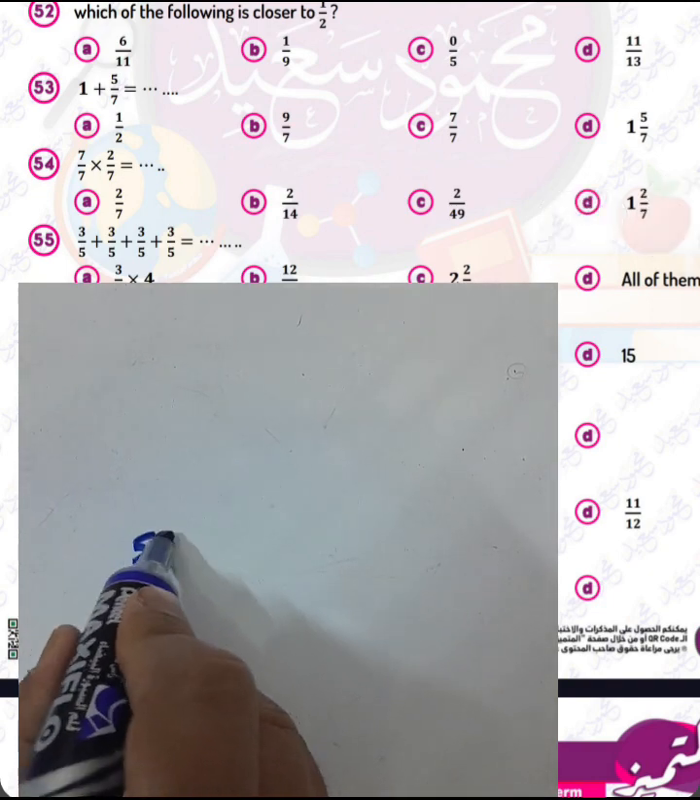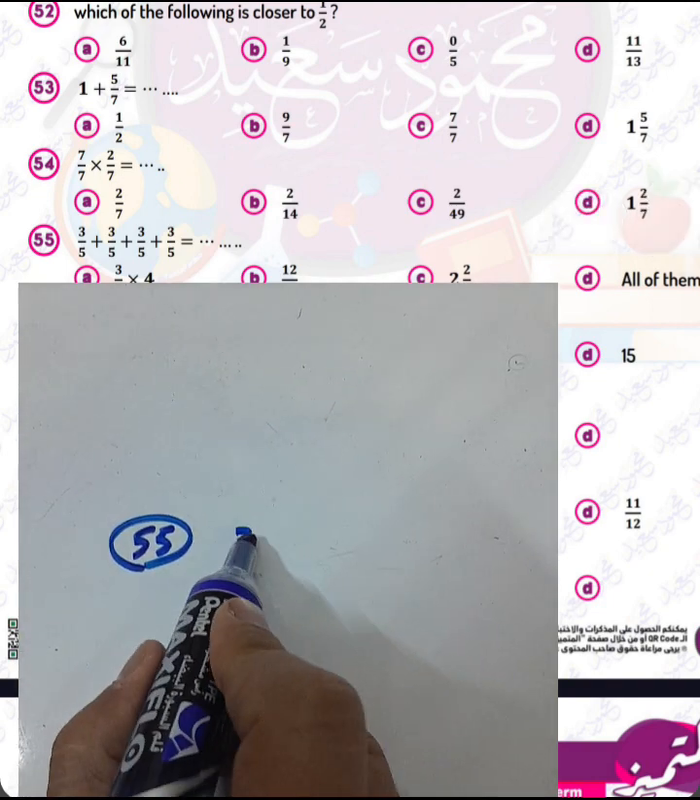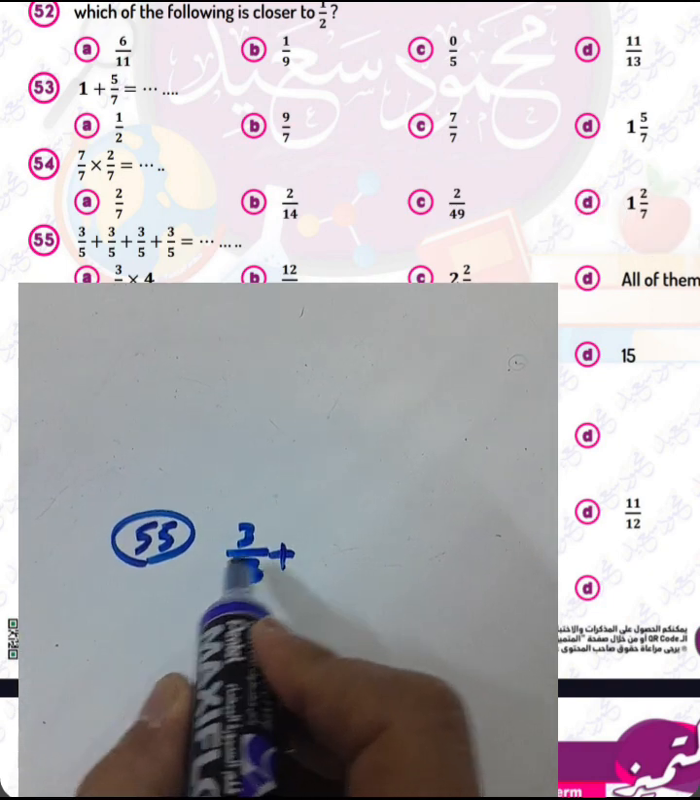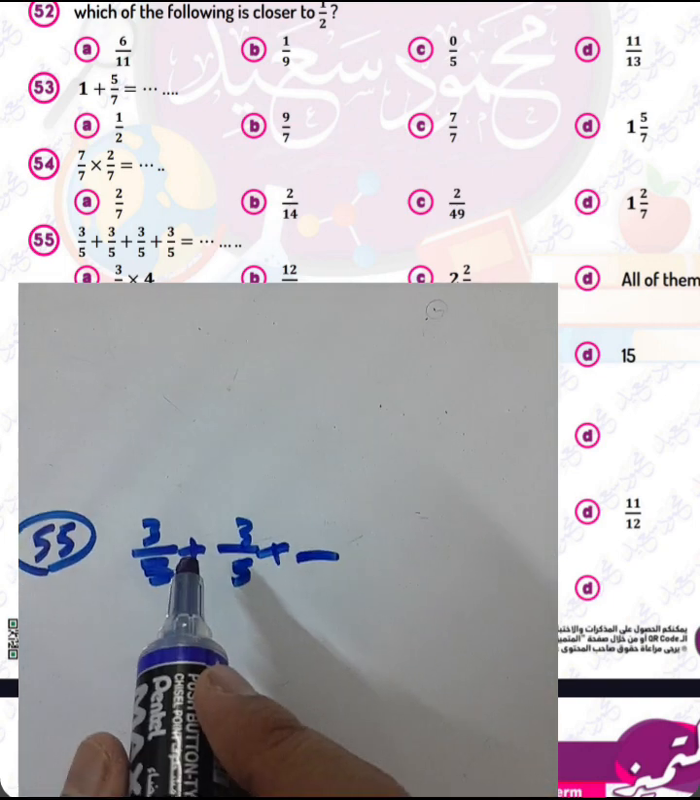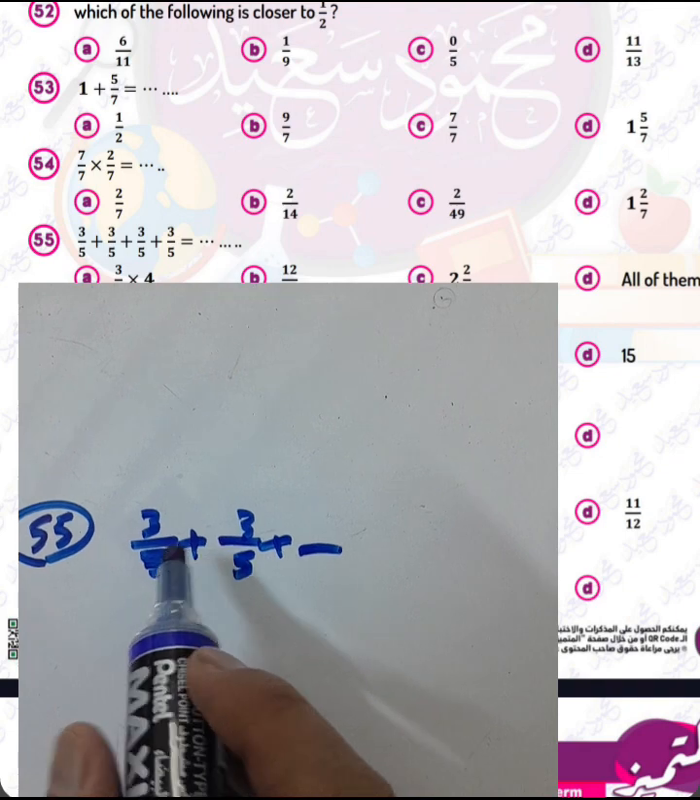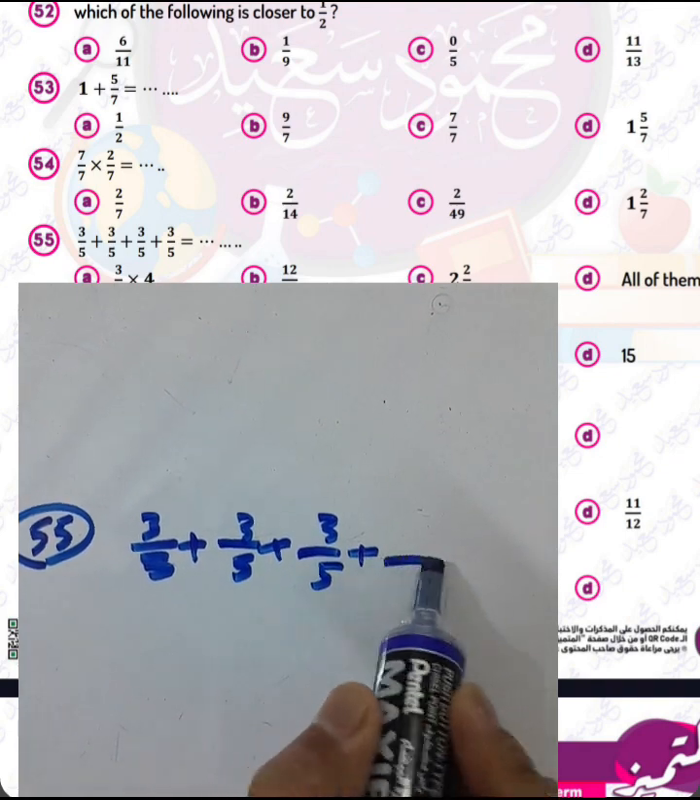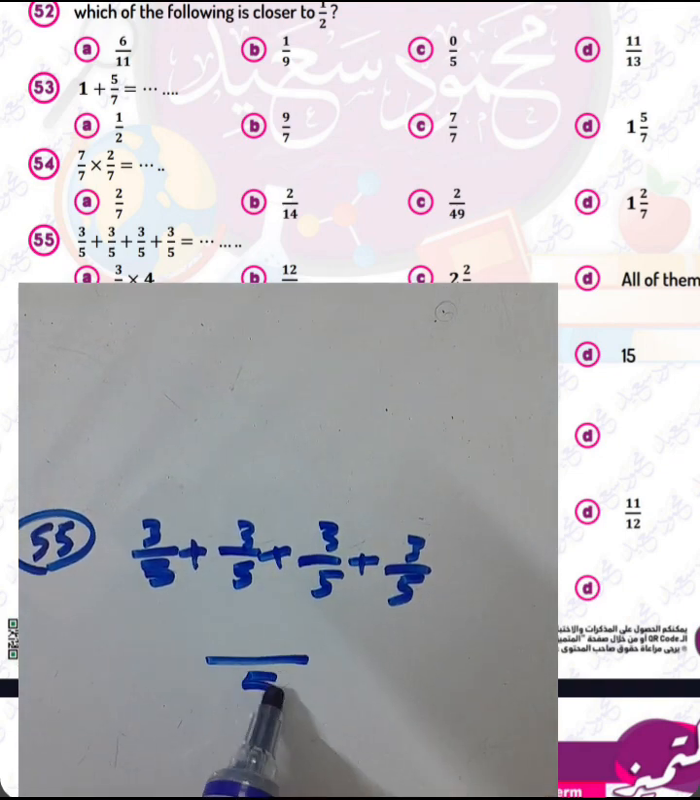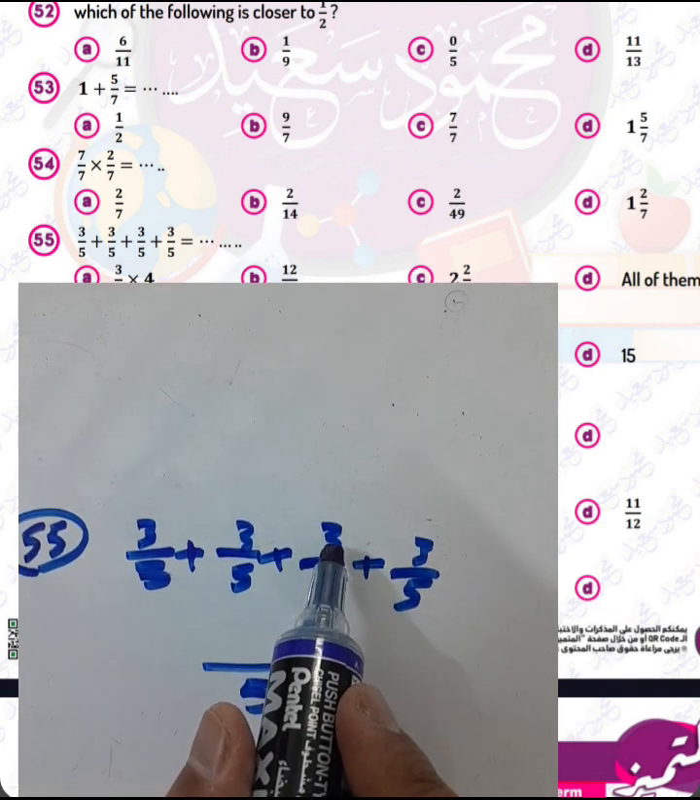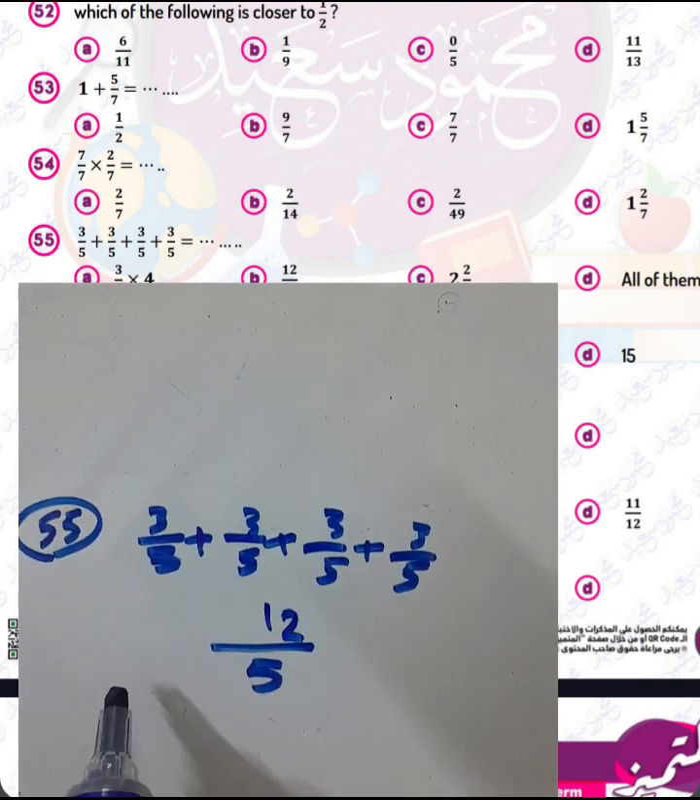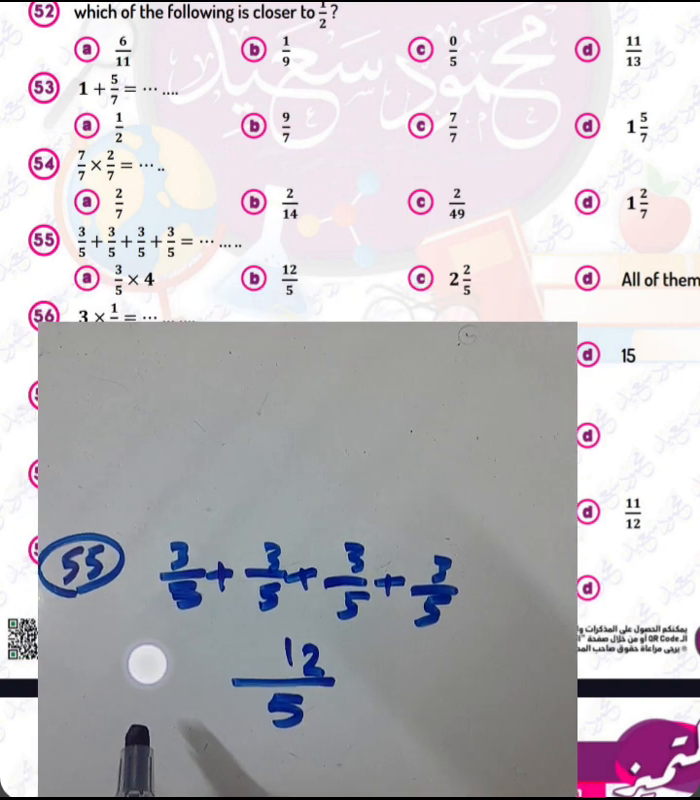55. We have 3 over 5 plus 3 over 5 plus 3 over 5, 3 over 5. How many parts? 4. You can write 5 down. 3 plus 3, 6. 6 plus 3, 9. 9 plus 3 equals 12. Then the result will be 12 over 5.